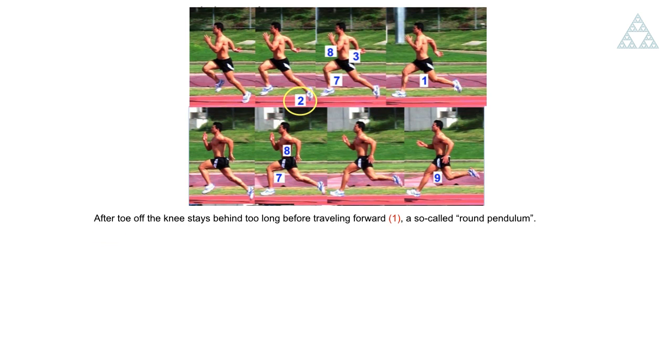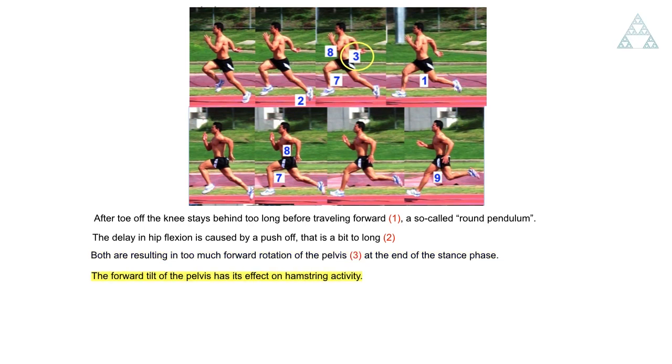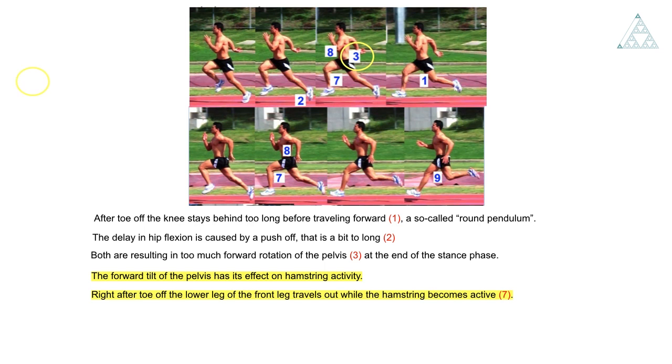One can be a misconception about the push-off. Too much effort and prolonged force application, like with this athlete, will put the stance leg in a position that will make swing leg recovery difficult. As a result of a long push-off and of the round pendulum, there is sudden forward collapse of the pelvis at toe-off. Forward tilt of the pelvis around toe-off makes elastic loading of the hamstring difficult.